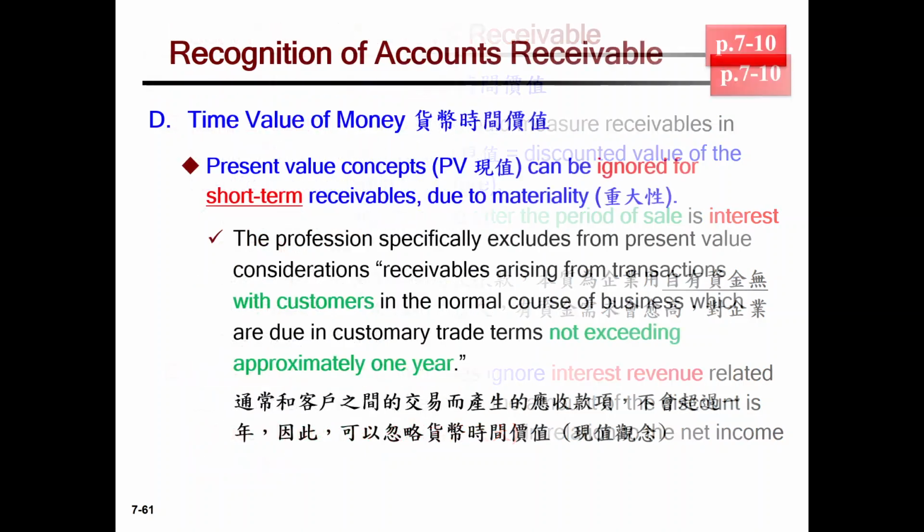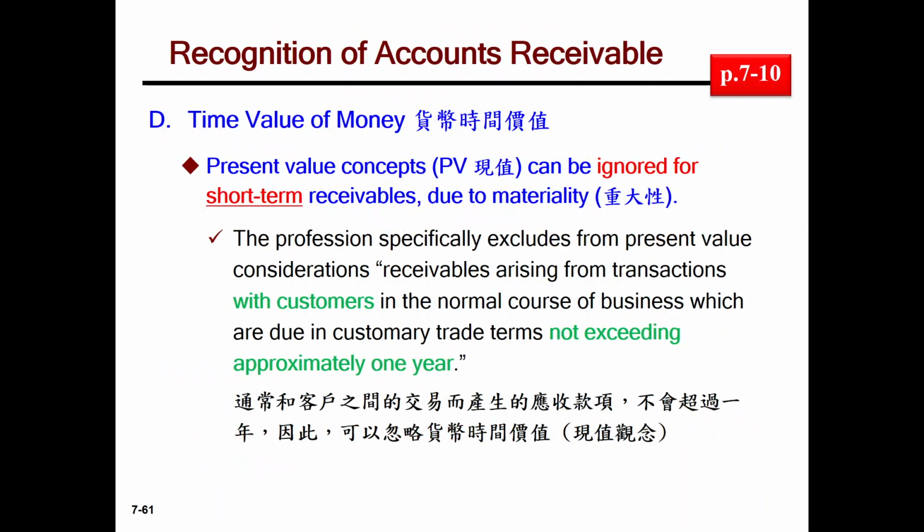The second situation is when we talk about short term, we will ignore time value of money. Still the same reason. Short term, you know, in accounting we have so many jobs to do. So we think short term does not affect too much. Short term, 1 year, so it's okay. So for that second situation, we will ignore time value of money.